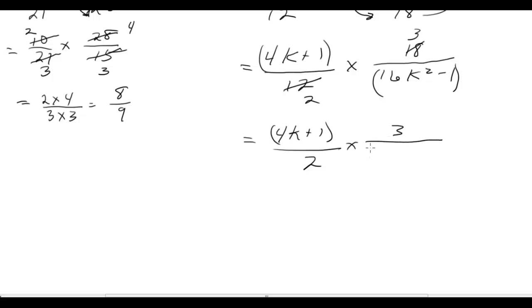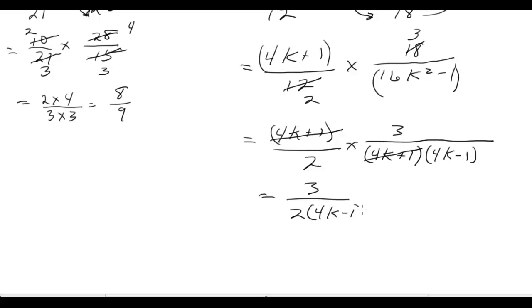This is a difference of squares. So this is going to be 4k plus 1, right, times 4k minus 1. All right, everything still factors, so we can still do some factoring. That's going to factor out. And what are we left with? We're left with 3 over the quantity 2 times 4k minus 1. Very straightforward.